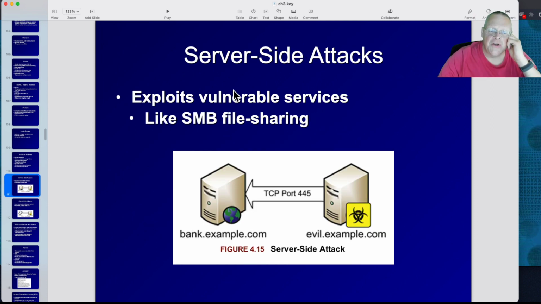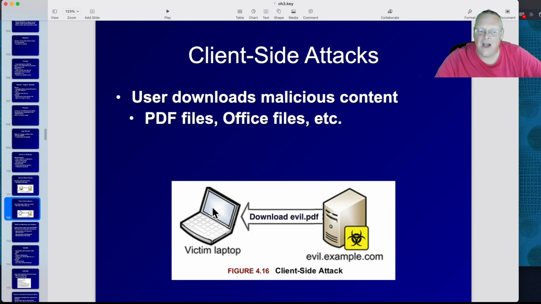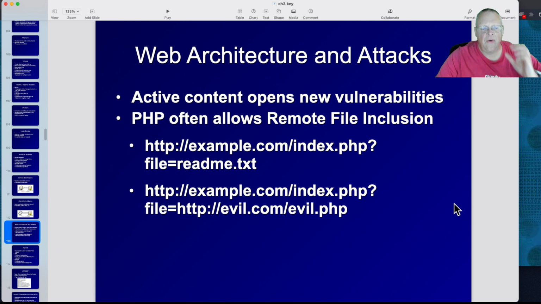So server-side attacks find services your server might be offering and attack it. So if your server has Microsoft file sharing turned on, TCP port 445, which is notoriously vulnerable, there's often ways to exploit that and abuse the service to take over the box. That's how a lot of worms spread. The client-side attacks attack a client instead of a server, and typically they trick you into downloading something and running it, like a PDF file or an exe file or a script or something of that sort. So your websites are running scripts all the time.